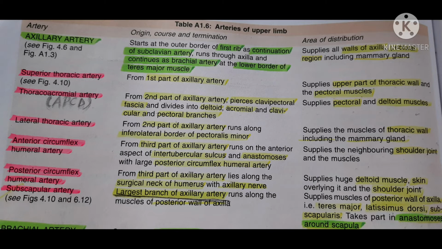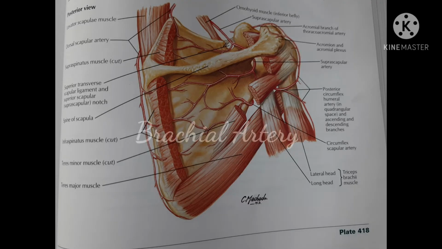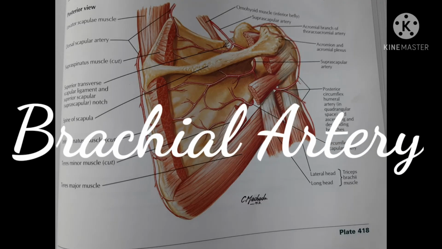Subscapular artery, from the axillary artery, supplies the deltoid, the muscles overlying it and the muscles of the posterior wall of the axilla: teres major, latissimus dorsi and subscapularis. It takes part in anastomosis around the scapula.